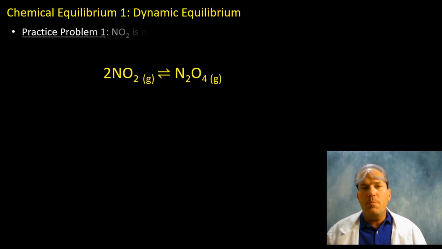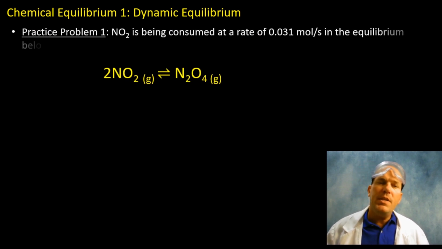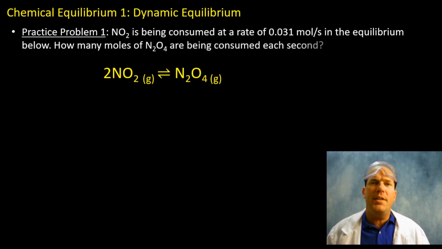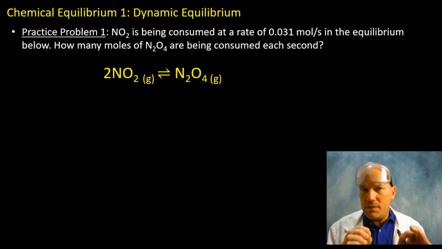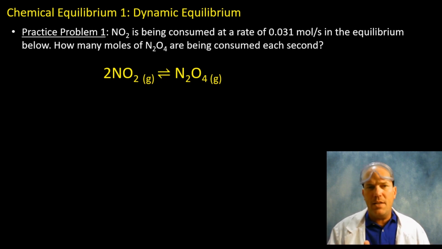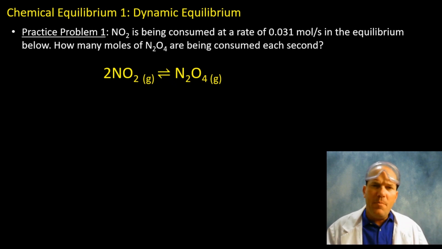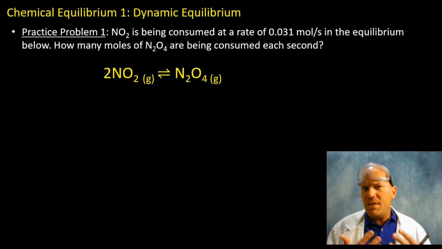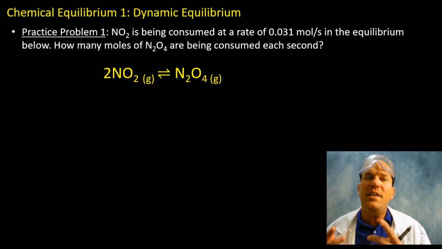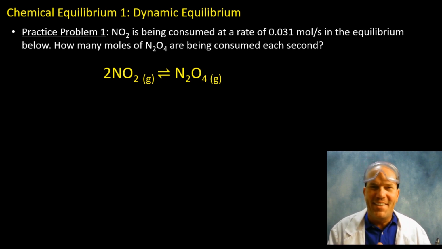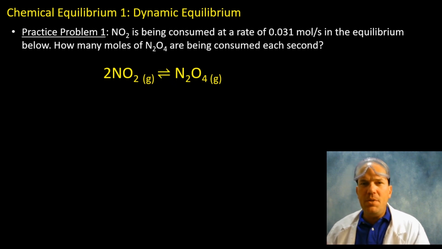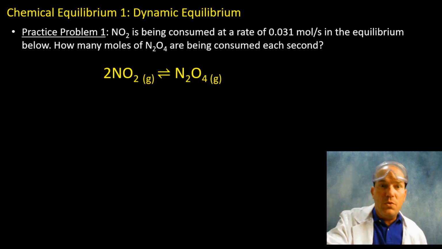Let's go ahead and do a practice problem. Nitrogen dioxide is being consumed at a rate of 0.031 moles per second. That's the rate. And it is in equilibrium. How many moles of dinitrogen tetroxide are being consumed each second? All right. So ostensibly, it's like, wait a minute, nitrogen dioxide is being consumed, and then how many moles of dinitrogen tetroxide are being consumed?